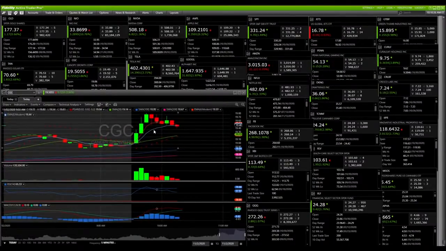CGC lost 1952 support. So now I'm going to use the 15-minute time frame.